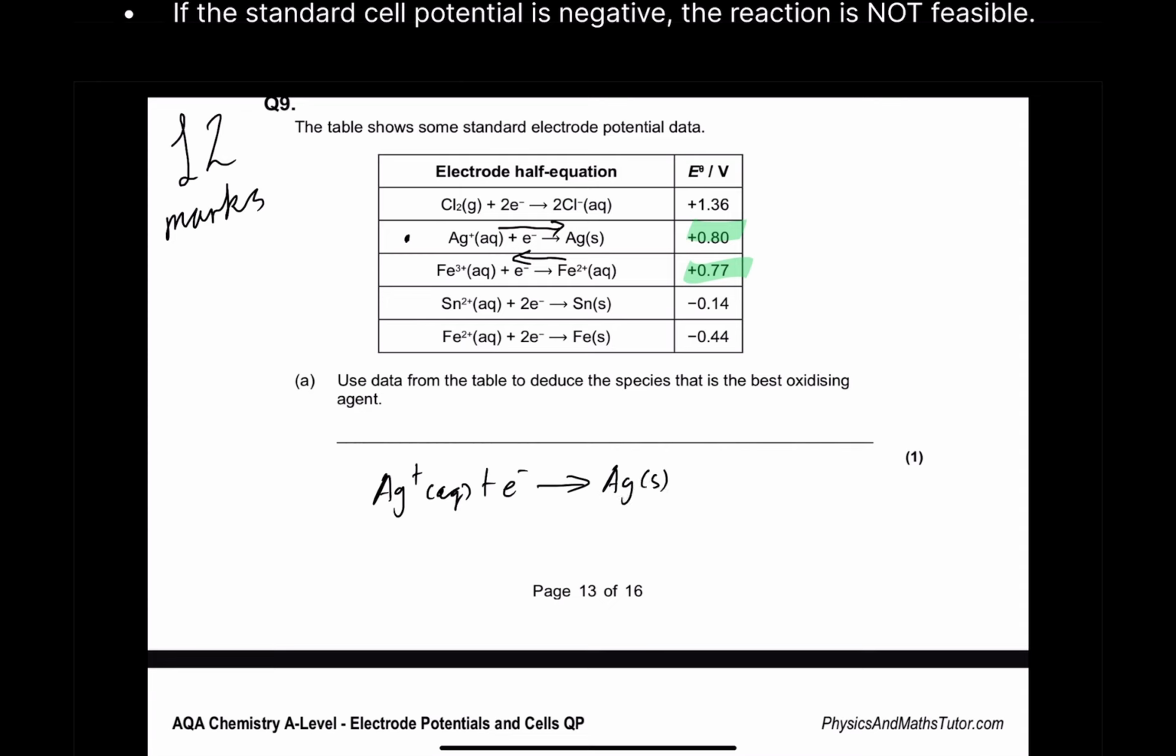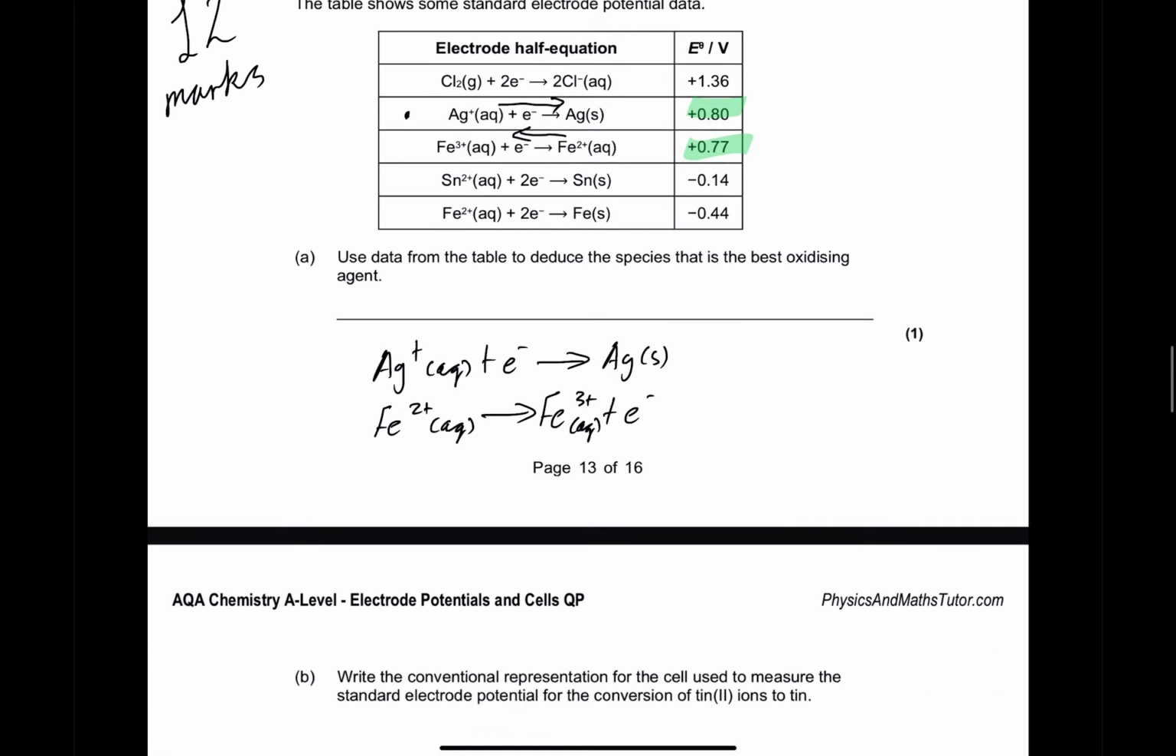And the other one is going to be going in the other way. So Fe2+ aqueous is going to be oxidized to Fe3+ plus an electron, also aqueous. Now, if I was to write this as a full equation, remember what we said before, you can combine two half equations to make a full equation, given that the electrons are balanced.